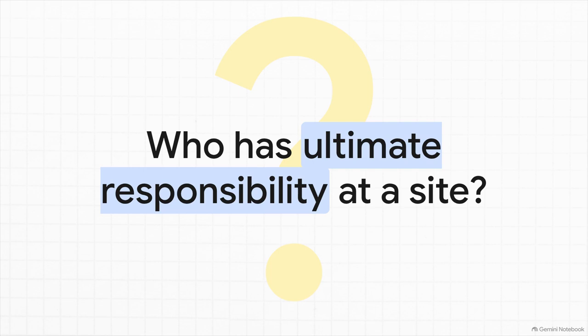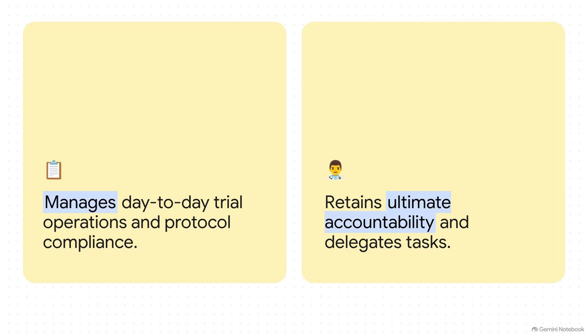Under ICH-GCP guidelines, who retains ultimate responsibility for the conduct of a clinical trial at a site? Is it the CRC, the principal investigator, or the sponsor's medical monitor? Think about it. And this brilliantly illustrates the dynamic at the very heart of every research site. For question 1, the CRC's primary responsibility is managing the day-to-day trial operations and ensuring protocol compliance. But for question 2, the principal investigator, or PI, retains the ultimate accountability for all trial-related activities. See, the CRC manages the daily grind, but the PI holds the ultimate GCP responsibility.